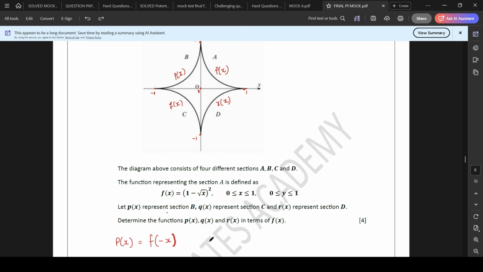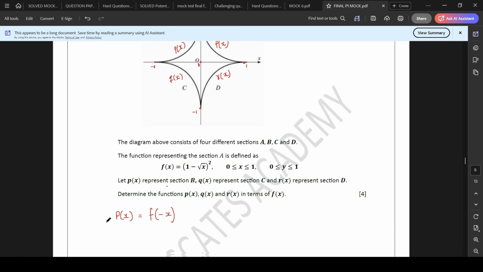I have seen a lot of people writing minus f(x). This is not a reflection in the y-axis, this is a reflection in the x-axis because these are y values going from positive to negative, right? So this is the reflection in the x-axis if you write minus outside. So please take a note of this. So the p(x) I have represented in terms of f(-x). This is the first thing that I've done.